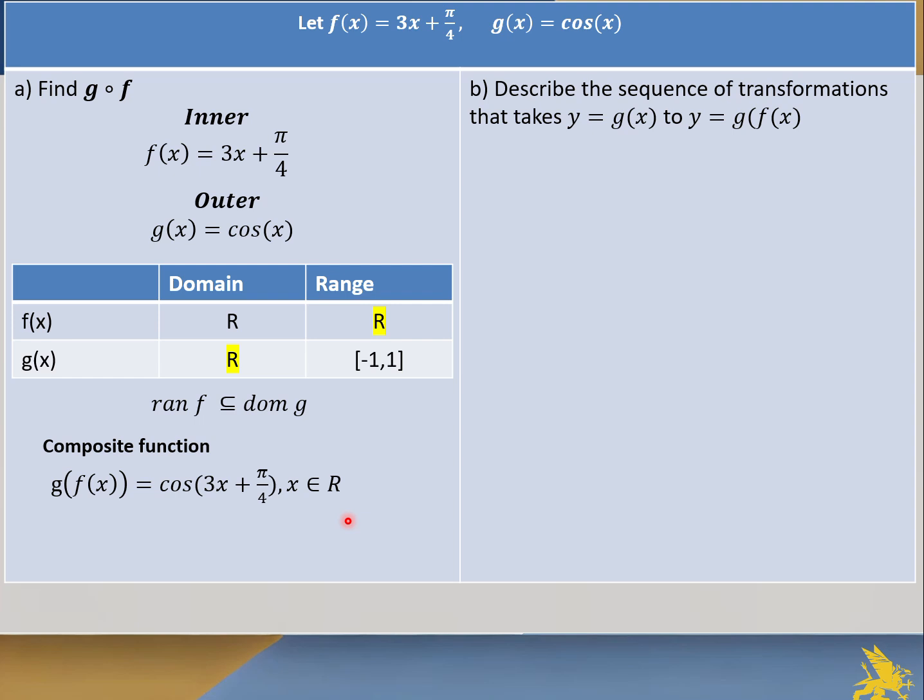The next part is we are going to describe the sequence of transformations by using Dr. T. Now, we can't see it in this form at the moment, so I'm just going to factorize out the 3. To do that, I need to look at pi over 4, and I'm going to divide it by 3. So that's what I need to do to factorize it out. So that is going to give me pi over 12. If you've forgotten, we've got keep, change, flip. So that means it turns into pi over 4 times 1/3.